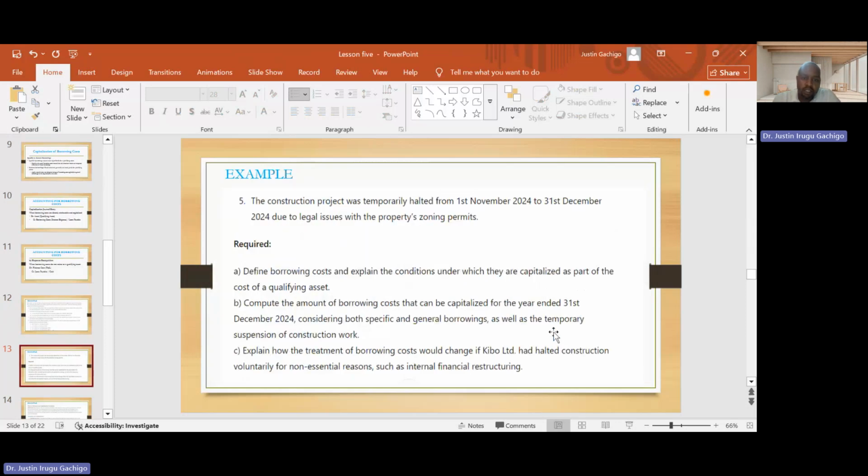The construction project was temporarily halted from 1st November 2024 to 31st December due to a legal issue with the property zoning permits required. Number one, define borrowing cost and explain the conditions under which they are capitalized as part of the cost of the qualifying asset. B, compute the amount of borrowing cost that can be capitalized for the year ended 31st December 2024, considering both specific and general borrowing, as well as the temporary suspension of the construction work. C, explain how the treatment of borrowing costs would change if I.GACHIGO Limited had halted construction voluntarily for non-essential reasons, such as internal financial restructuring.